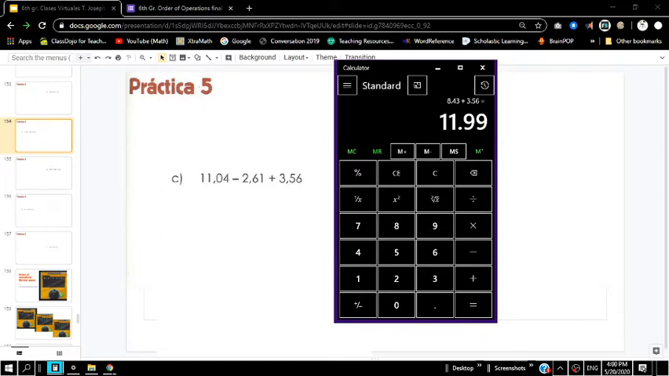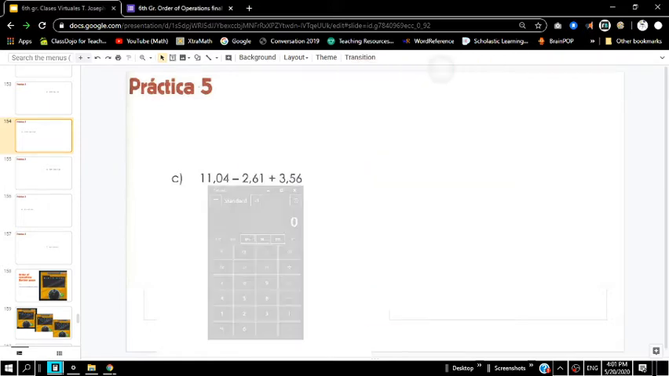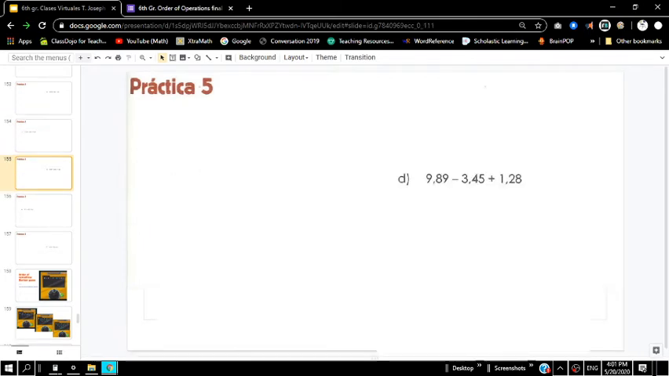Since letter C is very similar to A and B, I did that on the calculator just to show you how simple these problems can be. Go ahead and put that answer in the tiny URL. Let's do problem letter D. Problem letter D is very similar as well. It's just subtraction and addition.